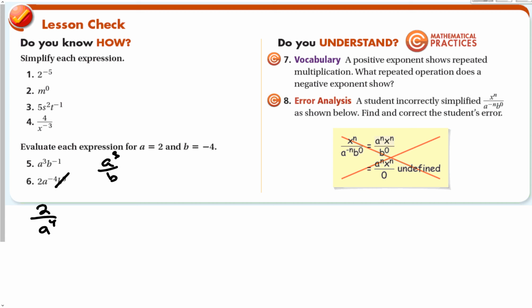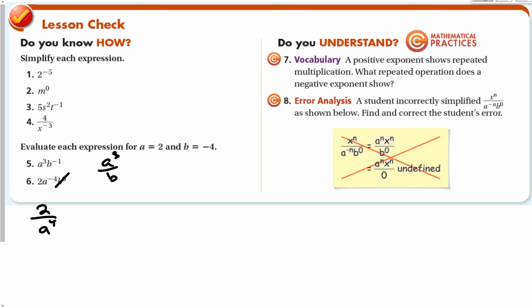For 7, a positive exponent shows repeated multiplication. What repeated operation does a negative exponent show? Repeated division, we could kind of say, right? Or basically just repeated multiplication with a fraction, same thing.